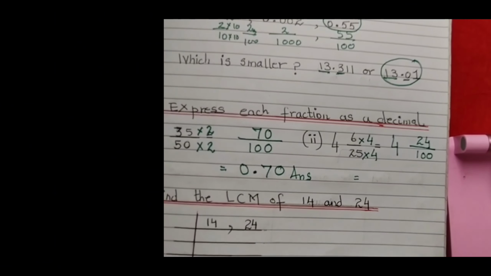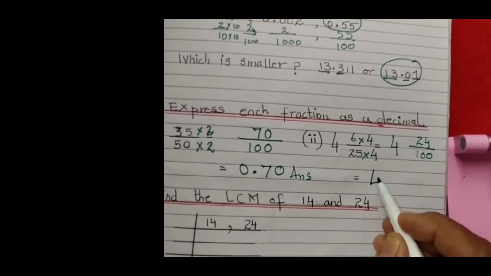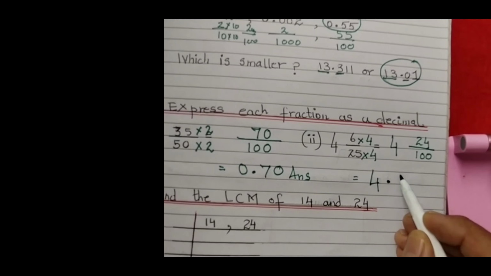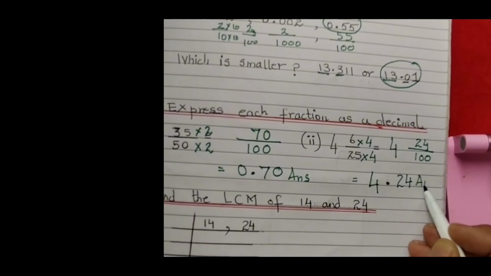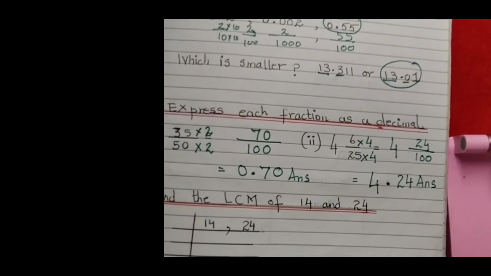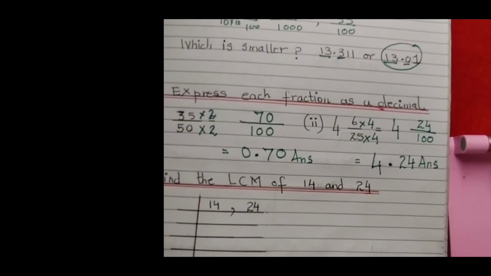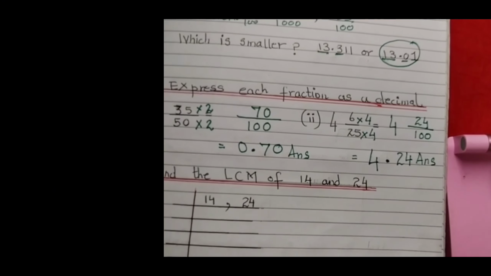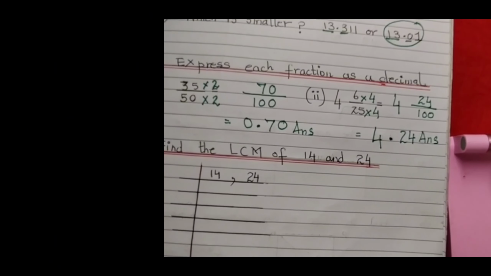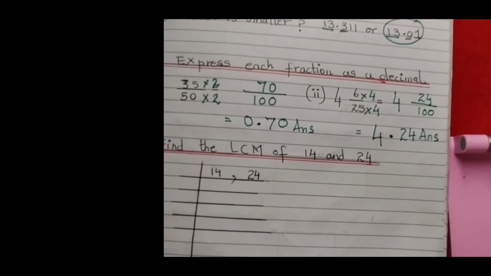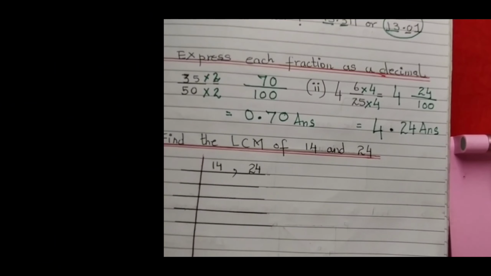What do you think should I write as a decimal? I have a whole number, so I will write 4 here. 4.24 is the answer. Children, these questions are very, very important for your exams. So you need a lot of practice here. Do a lot of practice and inshallah, you will not go wrong. Okay, let's move on to the last question.